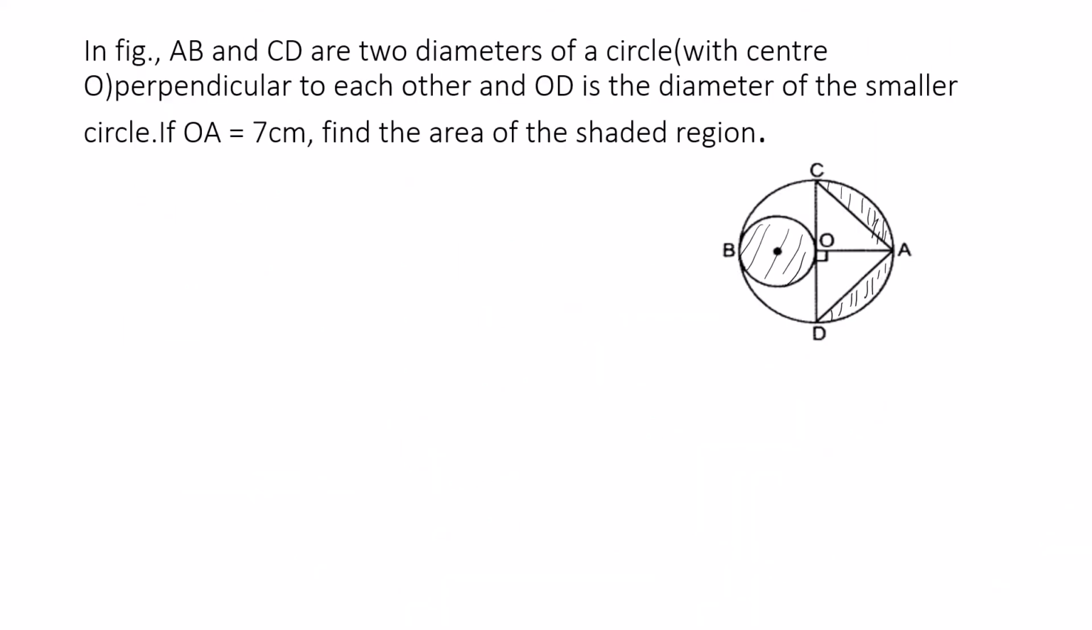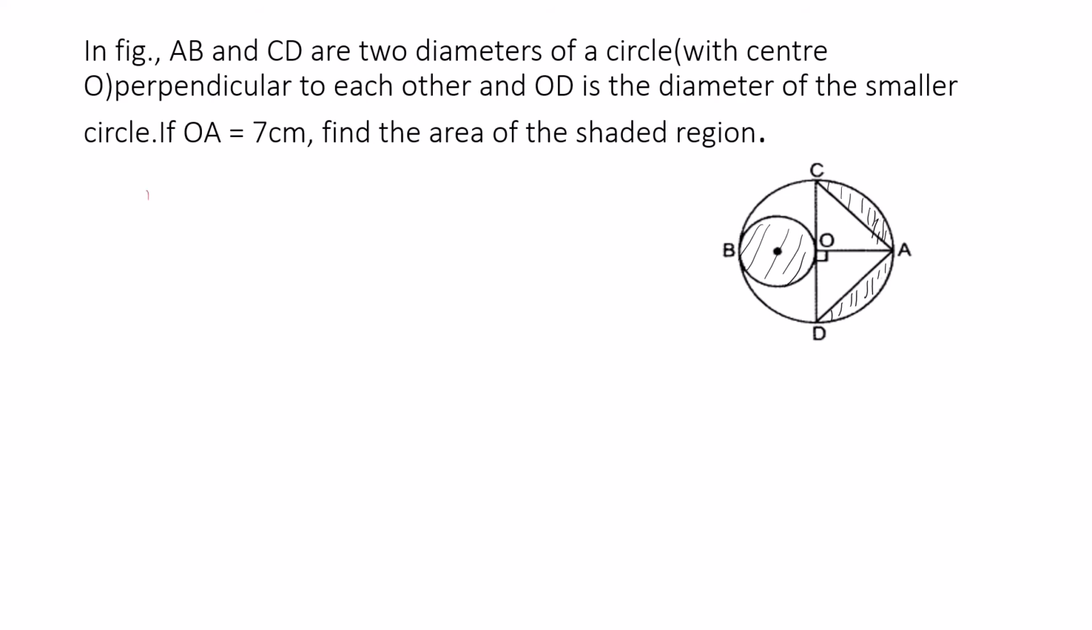This is another important question from area related to circles. Here AB and CD are the two diameters of the circle and the center is O. Then OD is the diameter of the smaller circle. OA is given as 7 centimeter. We have to find out the area of the shaded region.